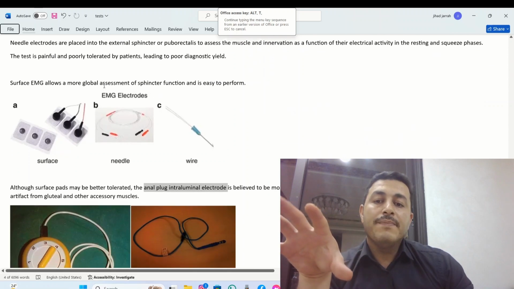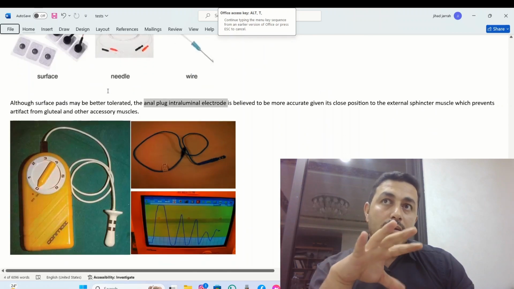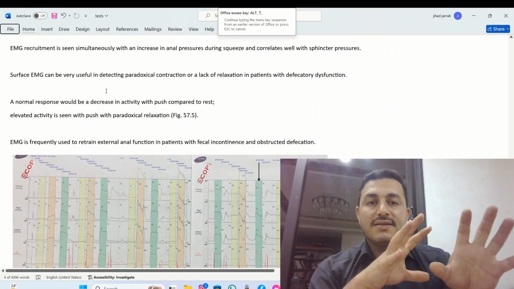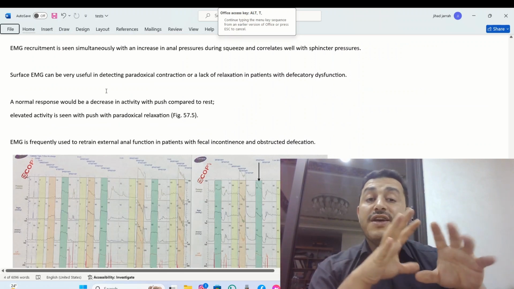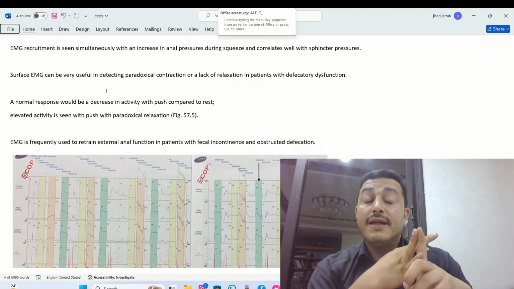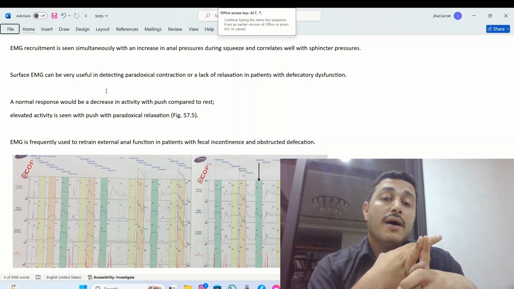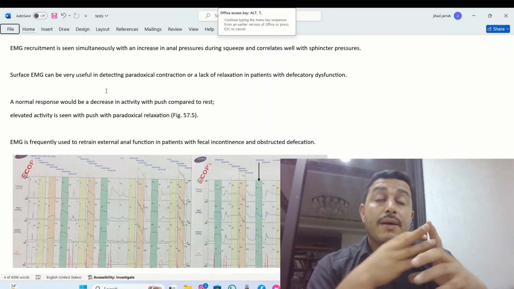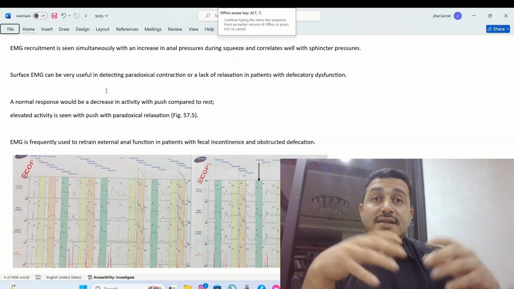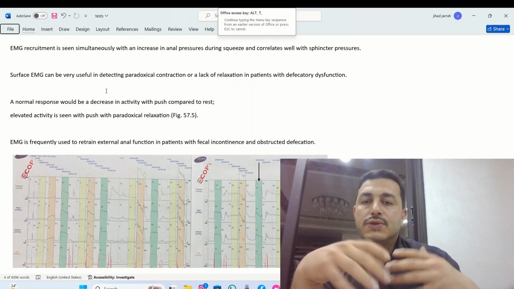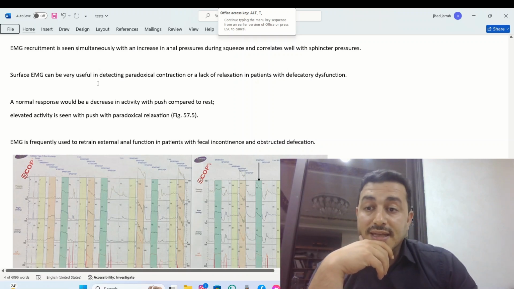And actually, reading the result will give us a clue to whether there is a pattern of fecal incontinence, defecatory dysfunction, if the patient has a problem in relaxation of the external anal sphincter, constipation, dyssynergia. It will help us in the workup.